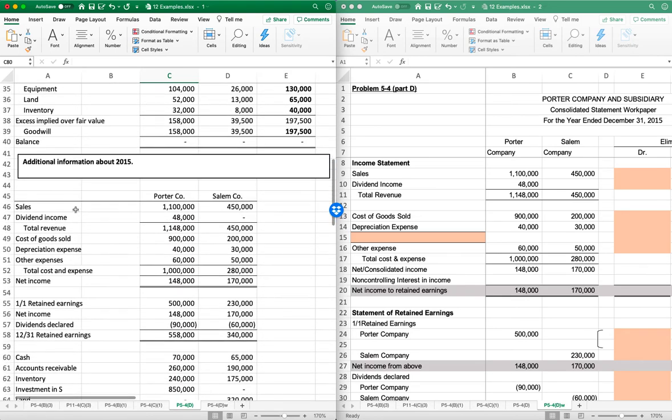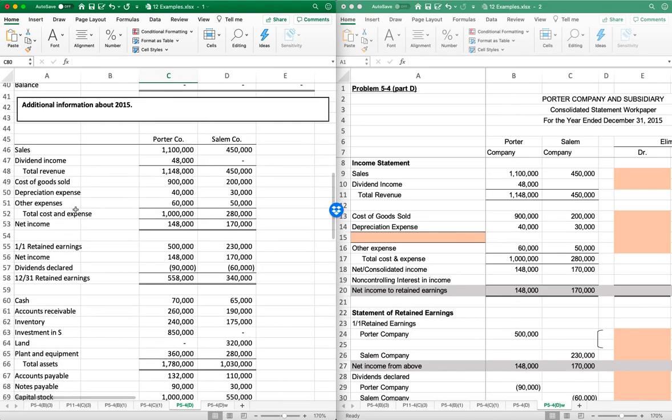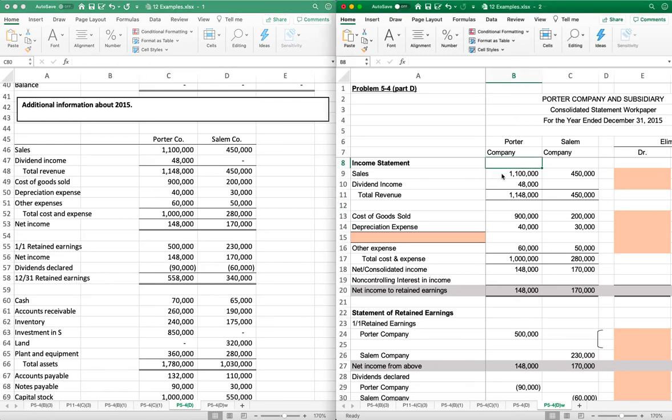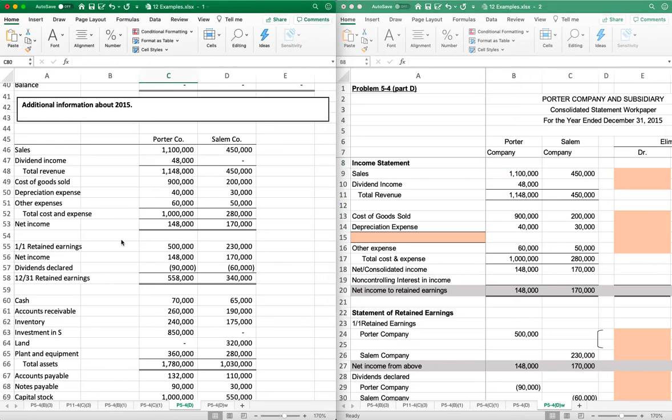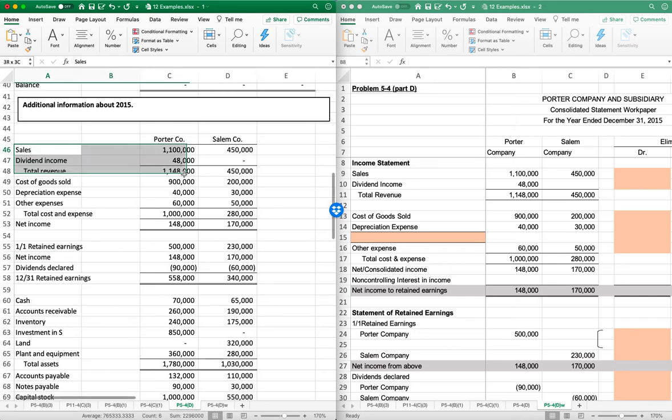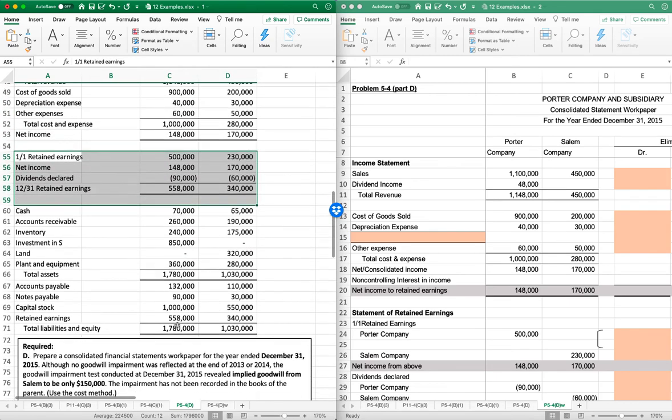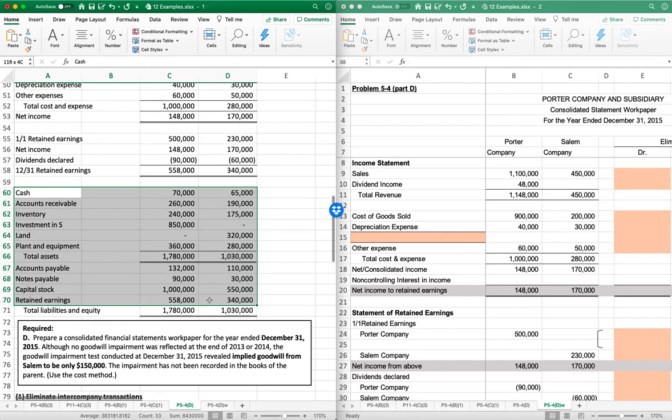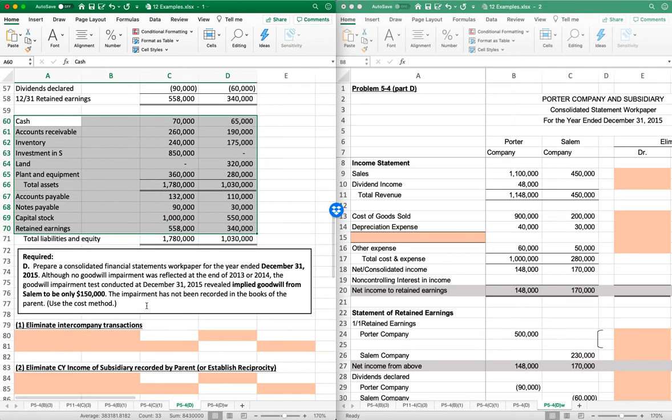But we do have some additional information down here. We have a new trial balance of our parent company and a new trial balance of our subsidiary company because we are going to put together the full worksheet this time, which I have open on the right-hand side of the screen. This trial balance is already arranged into our financial statements. So we can see we have the income statement on the top, we have our retained earnings statement here, and we have our balance sheet at the bottom. So our task here is to prepare a consolidated financial statements work paper for year ended December 31st, 2015.